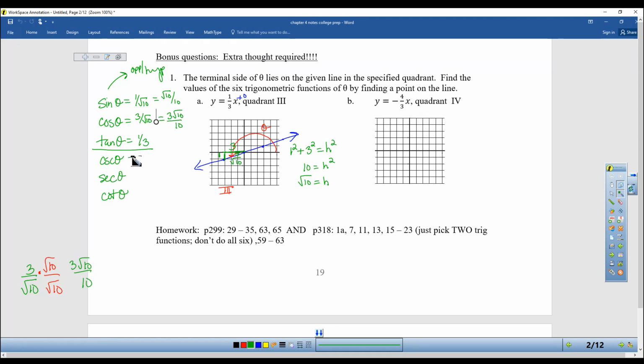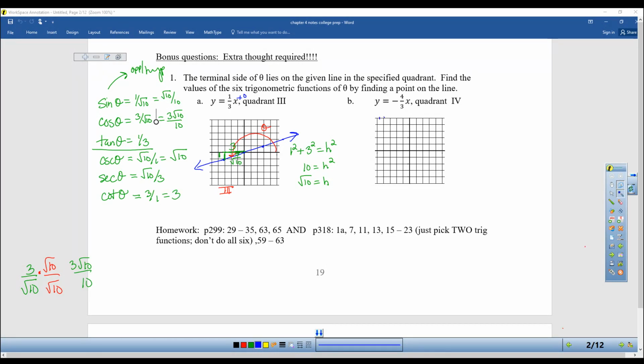And now you can just flip them to get these other three. Cosecant is the flip of sine, so square root of 10 over 1, which is just the square root of 10. You don't even need to show that step. Secant, the square root of 10 over 3, because I get to just flip cosine. So the more you know your definitions, the easier your work will go. And then cotangent is 3 over 1, which of course is just 3.